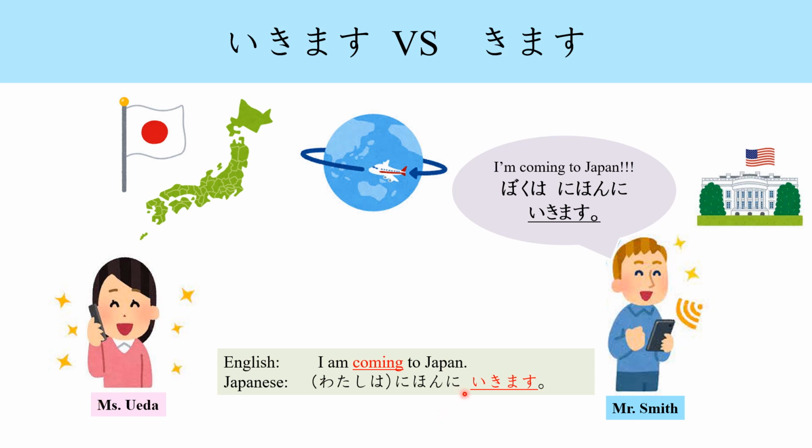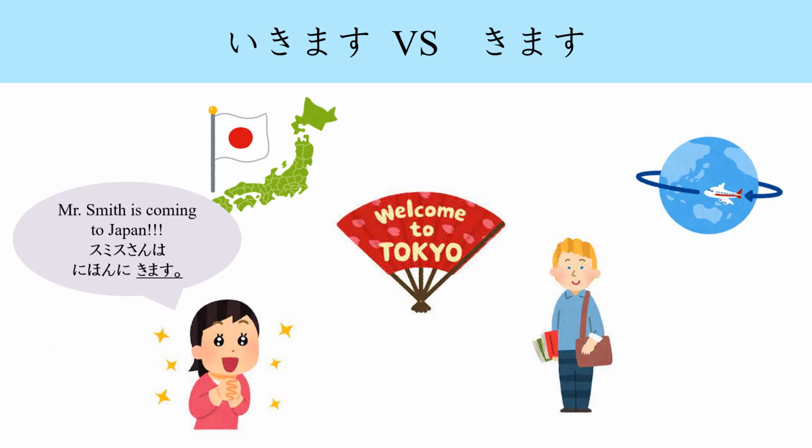Therefore, the verb going, 行きます, is used to express this action, emphasizing the continuation of movement towards the intended location. And from Miss Ueda's point of view, Mr. Smith is coming. So she would say, スミスさんは日本に来ます。Just like English, Mr. Smith is coming to Japan. You use the same verb, to come, for both in English and in Japanese.